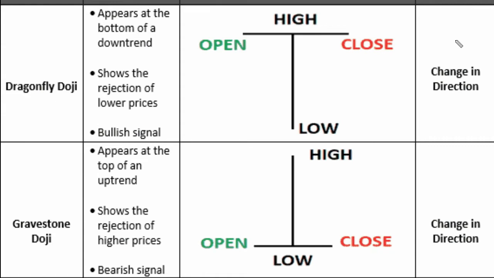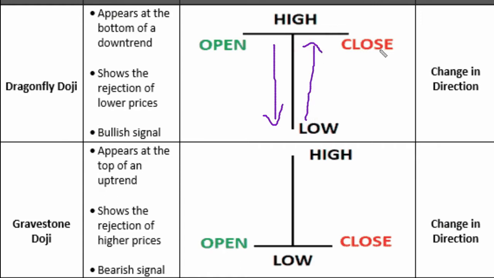Now we will see a dragonfly doji. In this formation, the open, high and close is almost same, but the low part is very far away from the open price. It shows the rejection of the sellers, because after opening, the price, the sellers try to push the price down, but then the buyers become active and dominant at the low price and they push the price back up to the open.